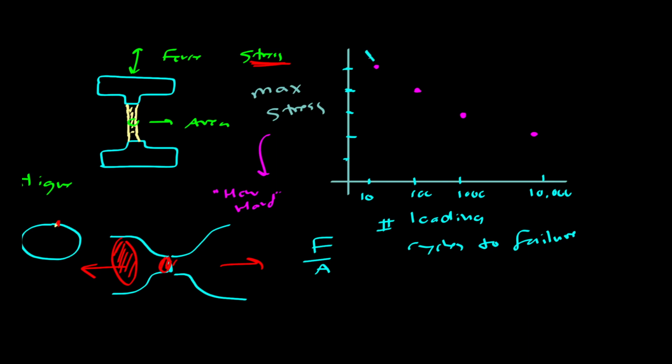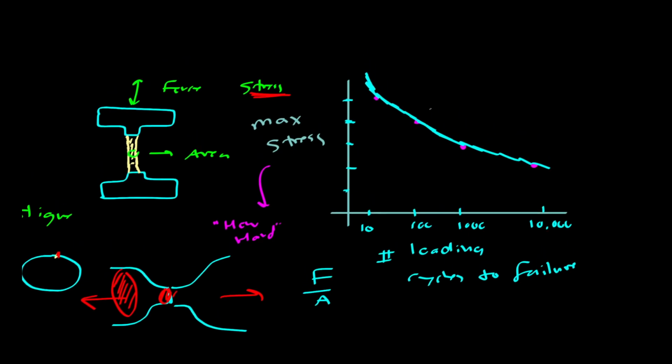So a curve like this has a name, and it's a very common thing to do in engineering if you want to know how strong a material is. This is called an SN curve. Stands for stress and number of cycles to failure.